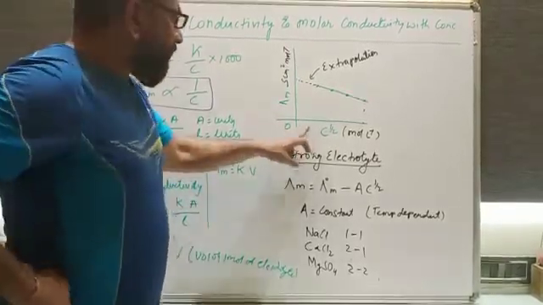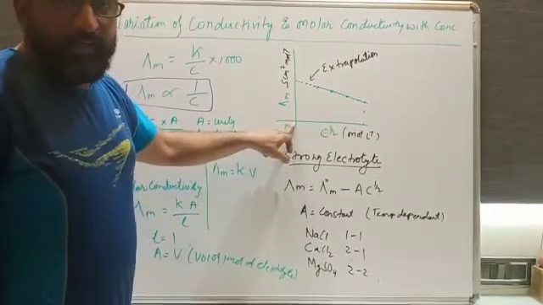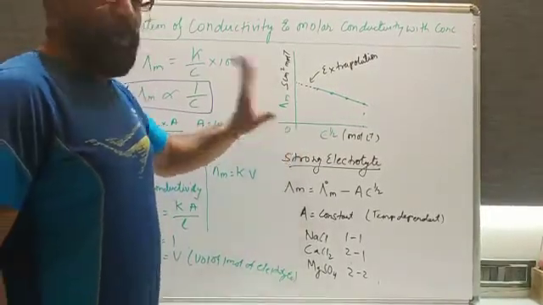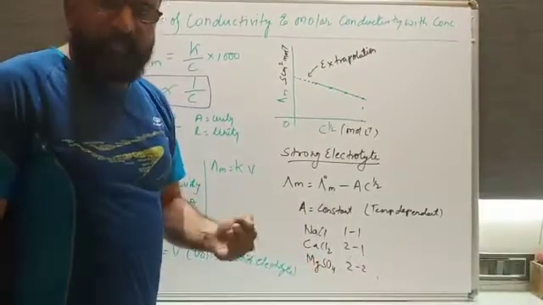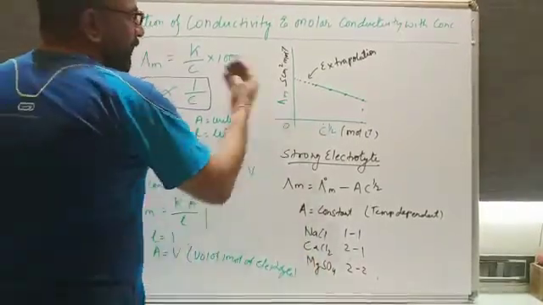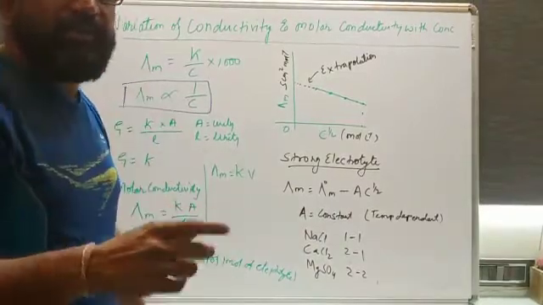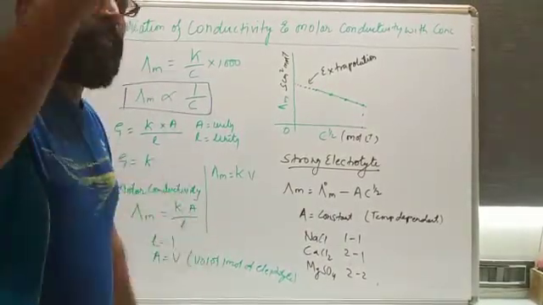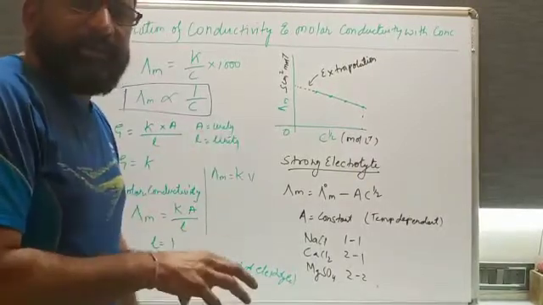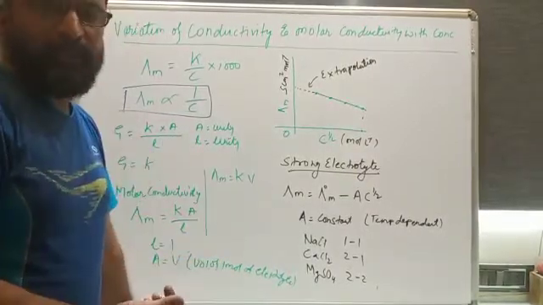That means the concentration will be zero here. Is it fine? At this point, what will be the molar conductivity? That has to be calculated. So for calculation of the molar conductivity, what happens when the concentration reaches zero? And when will the concentration be zero? When more and more solvent is present in it. That means infinite dilution, we can say.